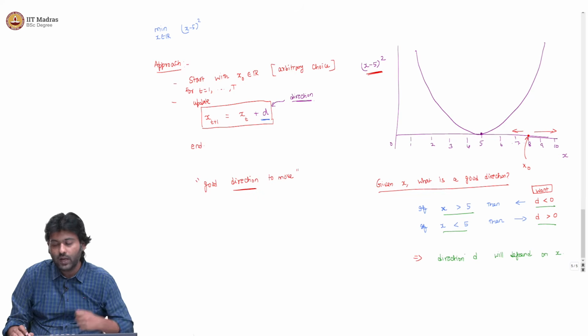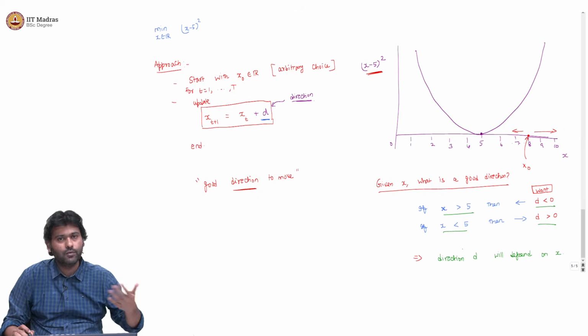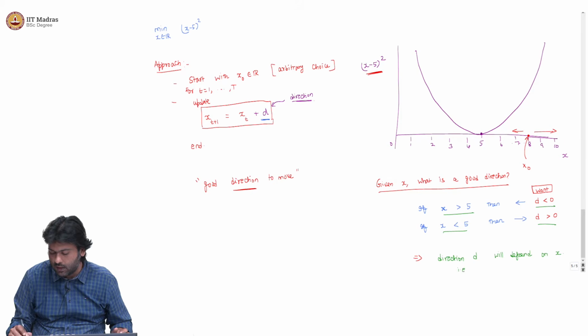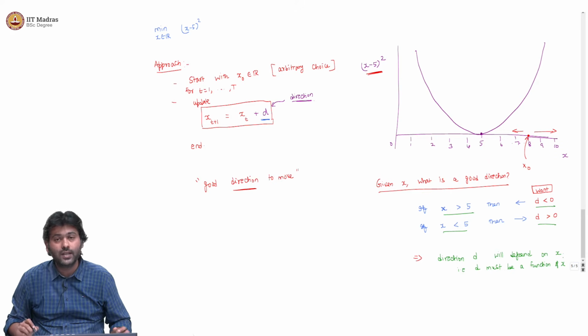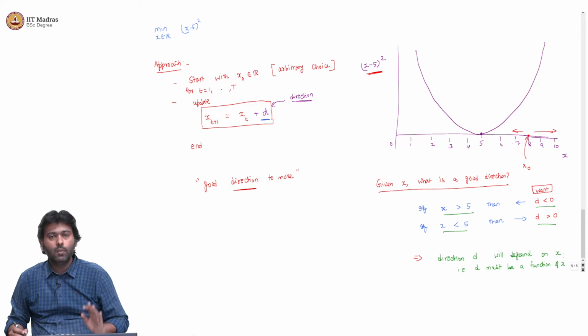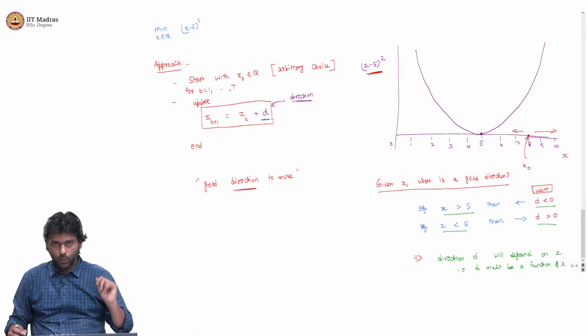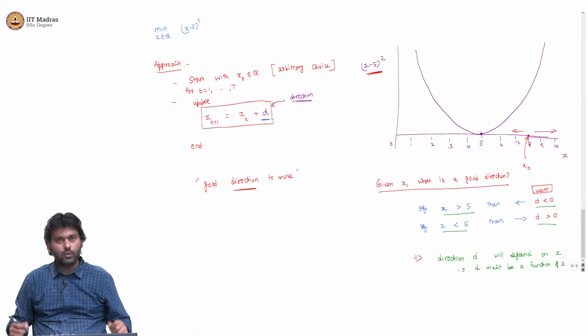So, direction of d depends on x simply means that d is a function of x, or rather I should say d must be a function of x, right. So, we still do not know what function of x this is actually, but we want to come up with a function which will work, at least for this particular example to begin with.